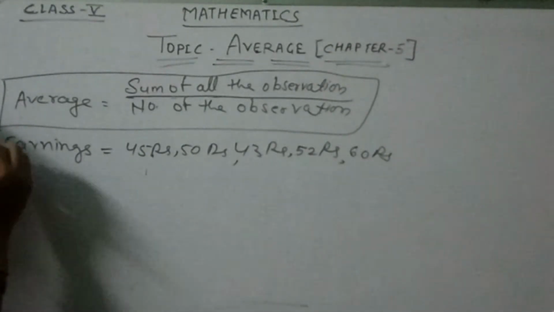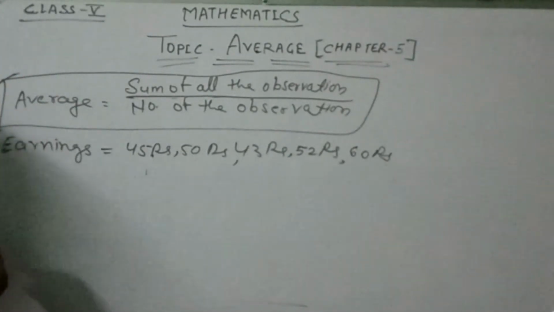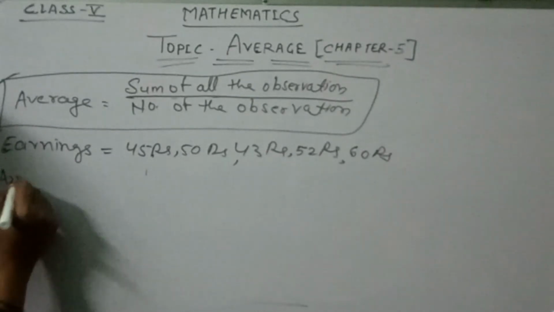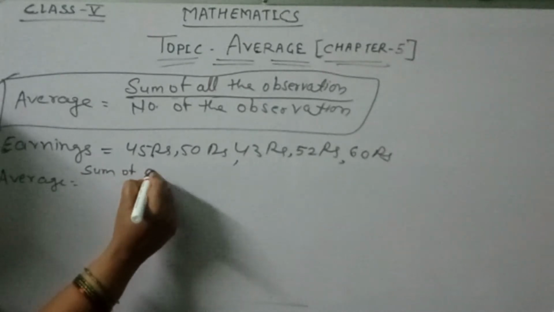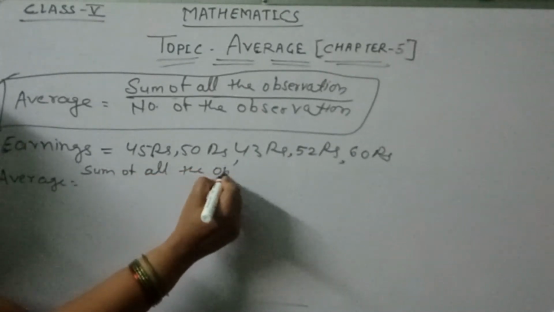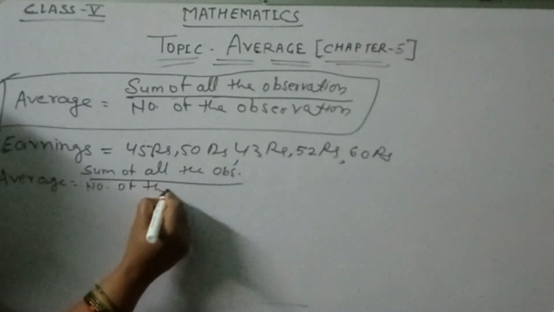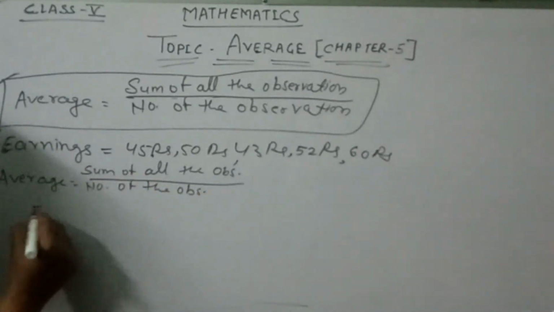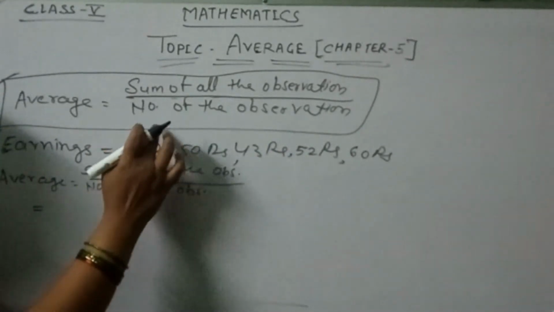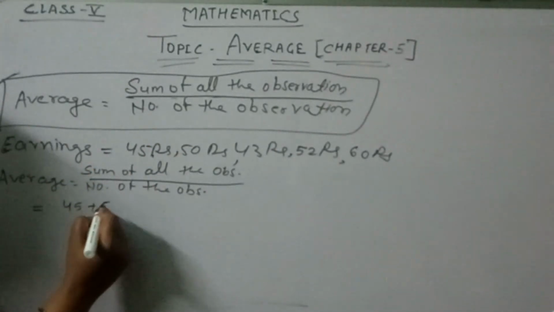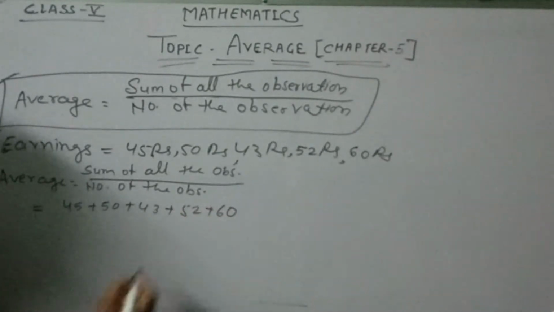So what I told you, when you solve these questions, first you write the formula here. What formula will we write? Average is the sum of all the observations divided by the number of observations. What is the sum? That means we have to add all the numbers together. What numbers are here? 45 plus 50 plus 43 plus 52 plus 60.